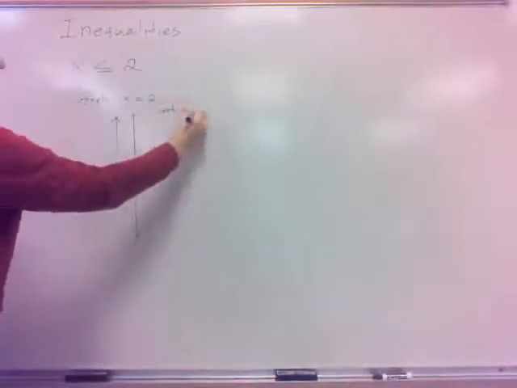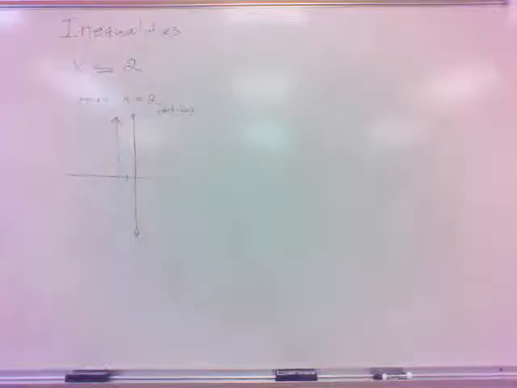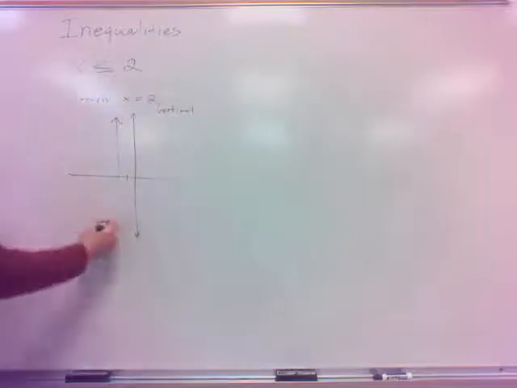And so the inequality then is shading of either side of that vertical line, but here we're talking less than, x is less than 2, so that would be shading to the left here.